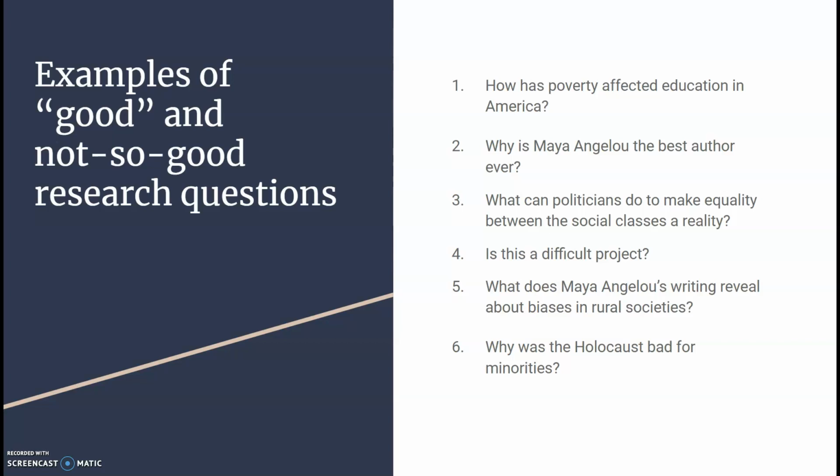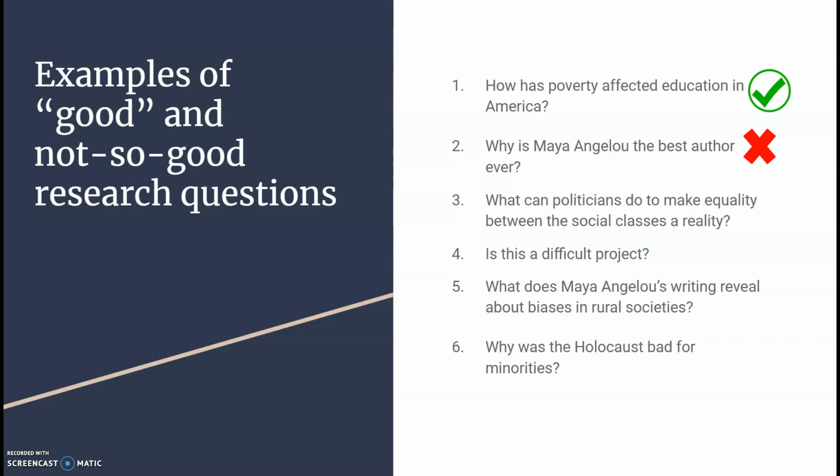How has poverty affected education in America? Well, that's specific. People could all have different answers for that question. So this is something also that you have to research in order to answer it. Okay, it's not a yes or no. So, hey, that's a good question. Number 2. Why is Maya Angelou the best author ever? Well, it is specific, but it's also calling upon people to exhibit their own biases. Some people might not like Maya Angelou, and so therefore their answer is probably I don't care. So this is not the best question to write.